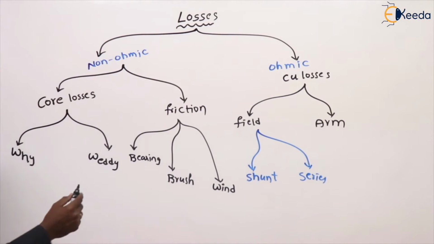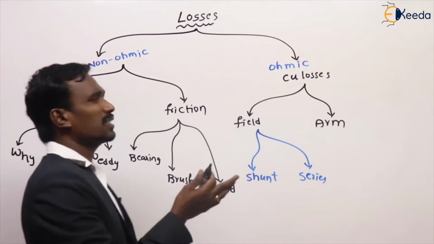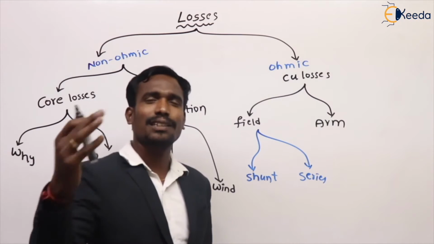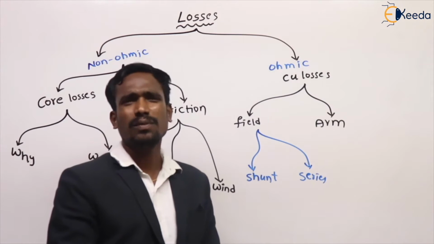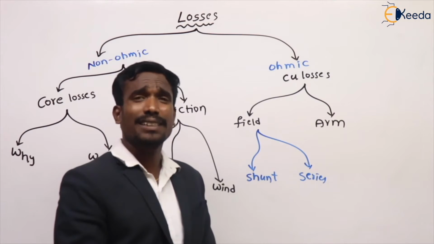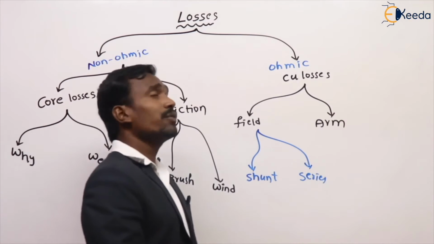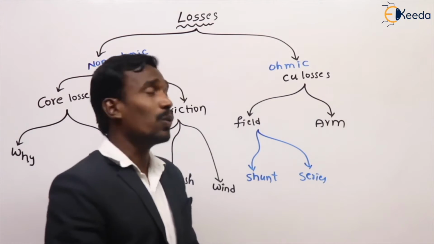Why are we doing it like this? We have losses of two types: one is constant losses, another is variable losses. Of course, but we are not explaining it in DC machine like that. That is not a clear explanation. I will tell you why that is not clear and why this is clear.